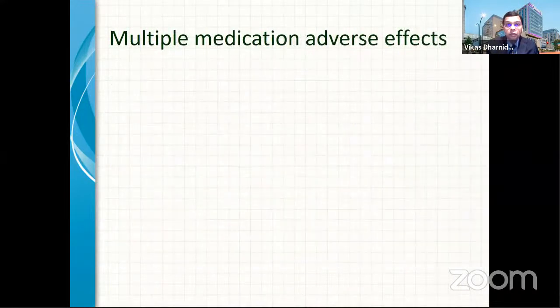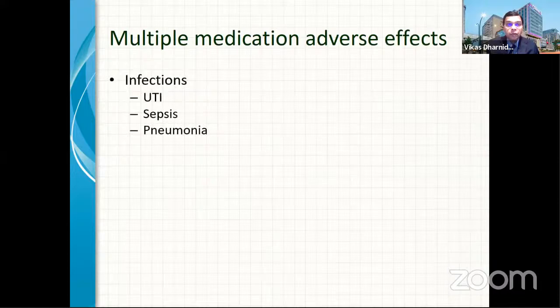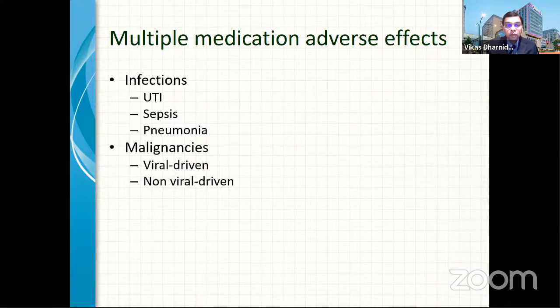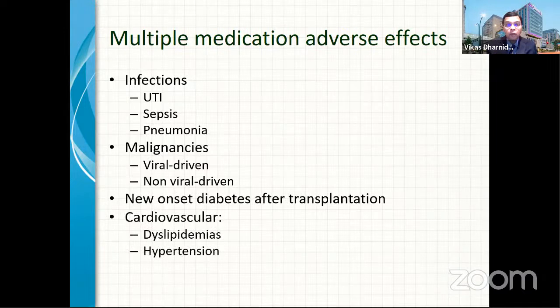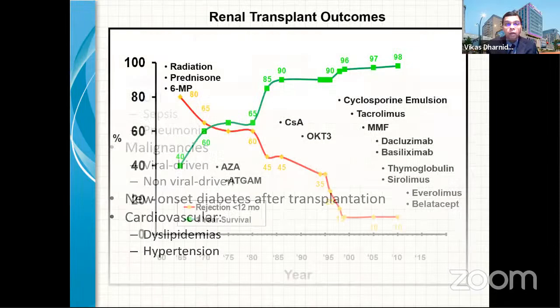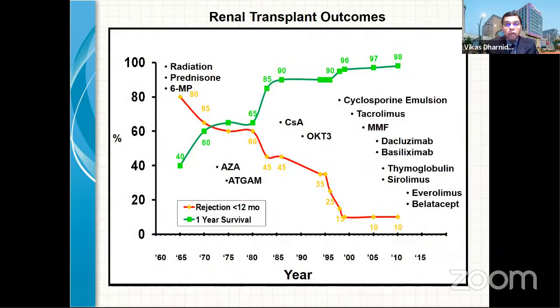So our medications come with multiple adverse effects. Each of them suppresses the immune system. You get urinary tract infections, sepsis, pneumonia, and I'll explain why I chose these 3 to highlight on an upcoming slide. We also see malignancies, because immune surveillance is an important component of cancer surveillance. So there can be viral driven and non-viral driven malignancies. And then new onset diabetes after transplantation is a complication we see a lot. And then there are the cardiovascular complications, dyslipidemias and hypertension.